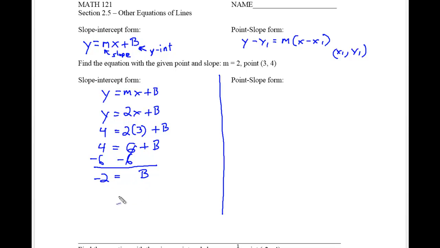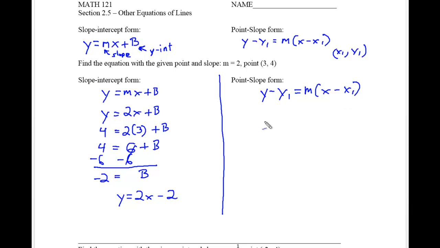Then what we will do is plug this into the final equation, where we now know our slope, which is 2, and we now know our y-intercept, which is negative 2. So the equation in slope-intercept form has a slope of 2 and a y-intercept of negative 2. Alternatively, the point-slope form is a little bit faster to use, but at the end of it I will show you where it is equivalent to the slope-intercept form.